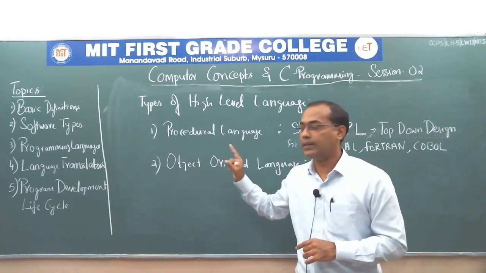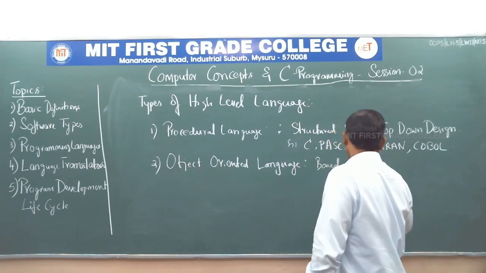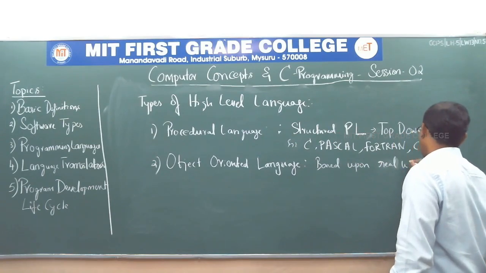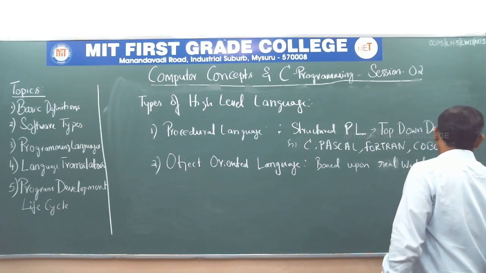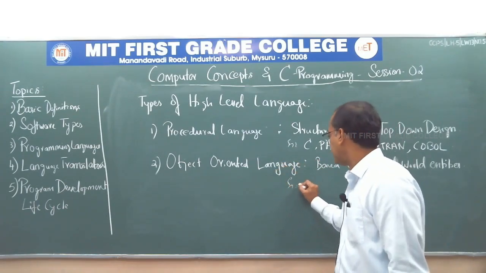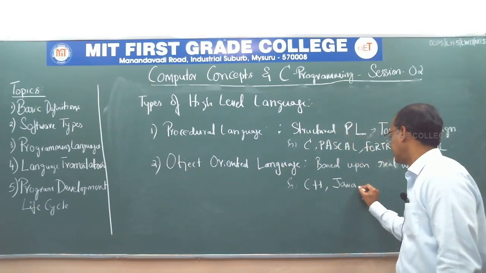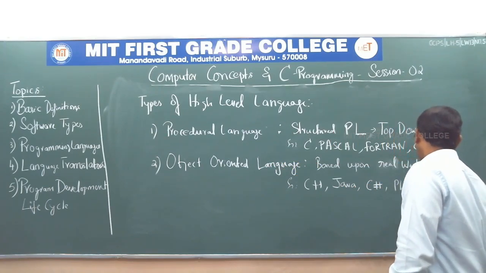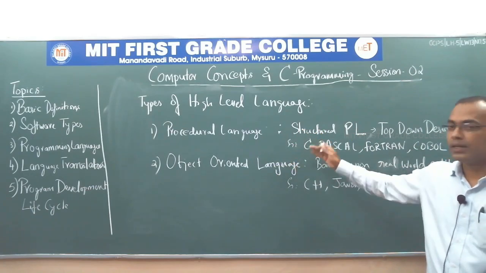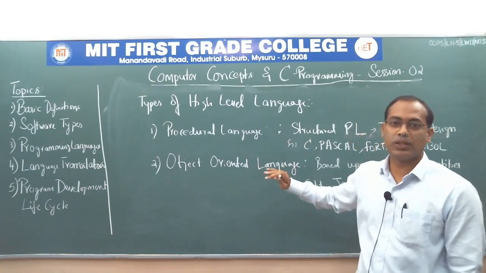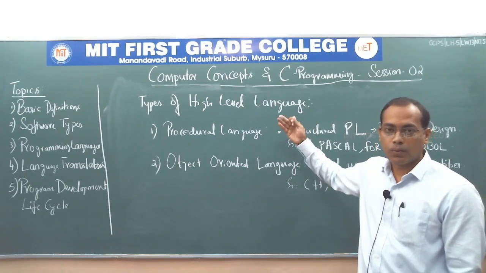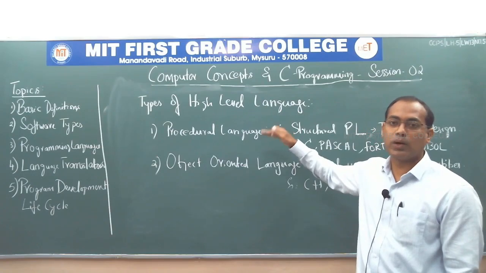Objects are nothing but real world entities. So object-oriented language is based upon objects. C++, Java, C#, PHP, Python, almost all the latest programming languages follow object orientation in nature. That means it is much better than the procedural language. Students, I hope now you understood what you mean by programming language, what the different types of programming language are, and in high level language what the subcategories are.